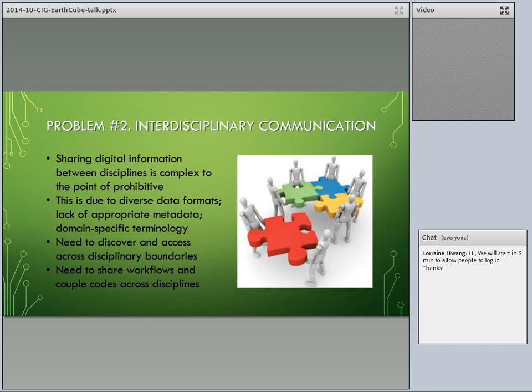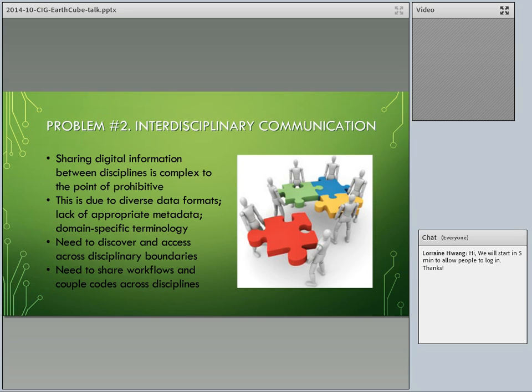Now, problem number 2, a key bottleneck that we all have, is interdisciplinary communication. It's so difficult to share digital information between disciplines that we all struggle with it greatly. This is due to all kinds of issues, especially the language barrier and formats.